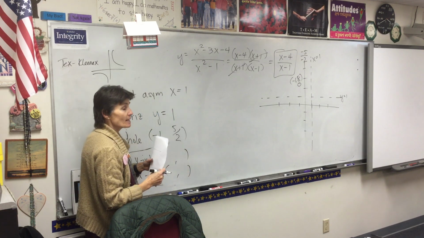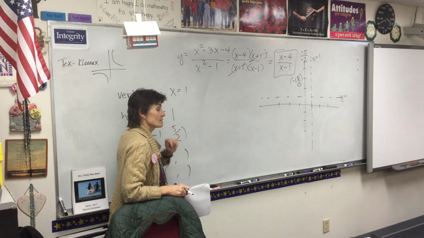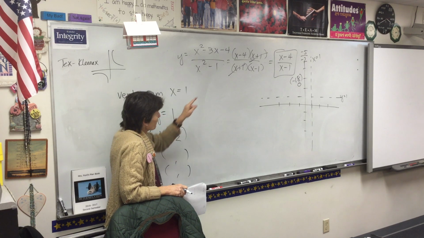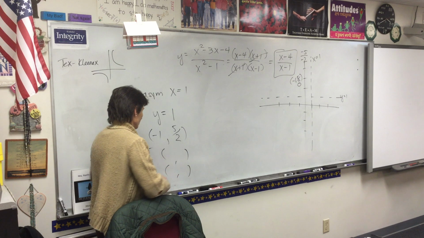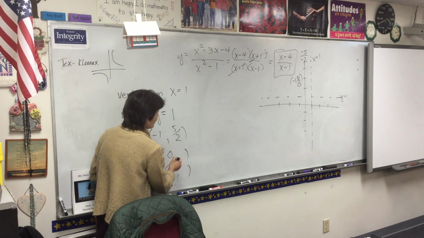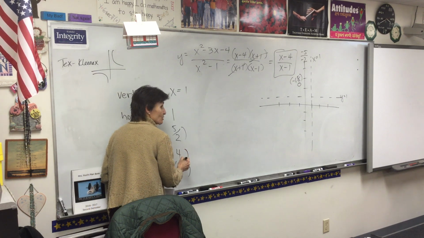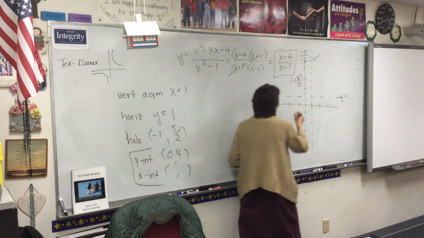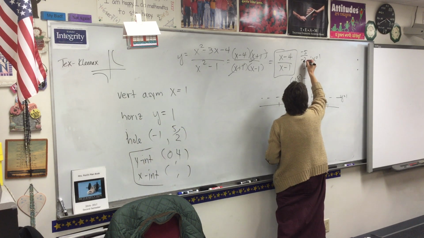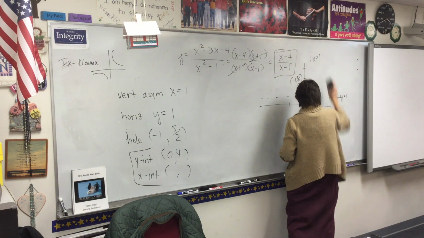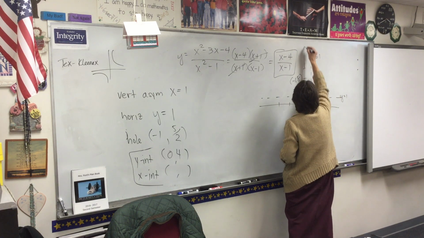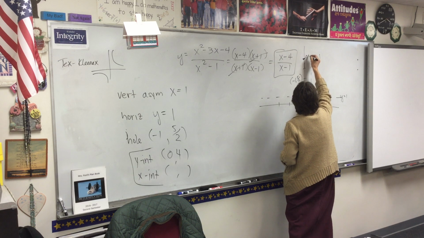Do I have any intercepts? Remember, you look in the box. What happens in the box if you let x be 0? Negative 4. You get positive 4, don't you? So I have a y-intercept. Clear up here and erase that. It's my y-intercept.